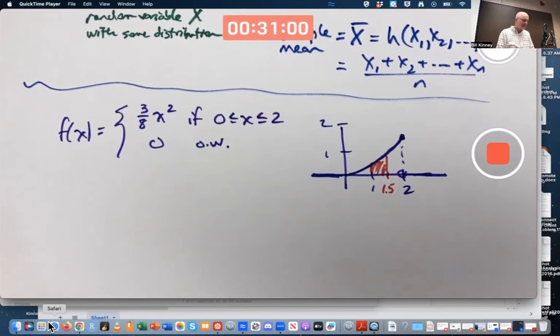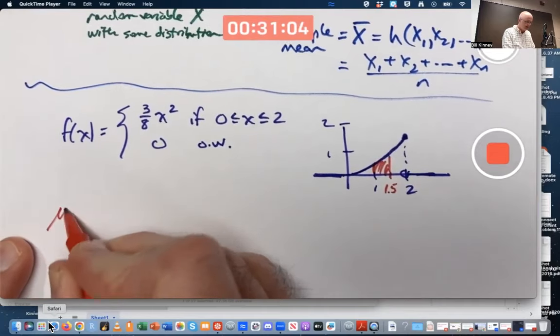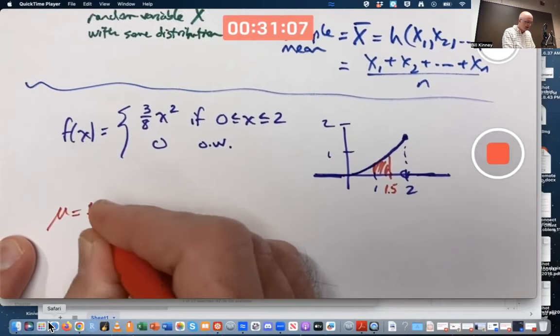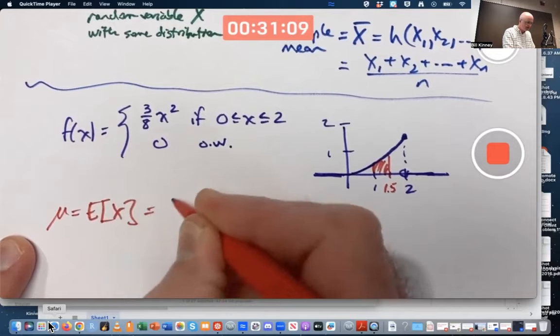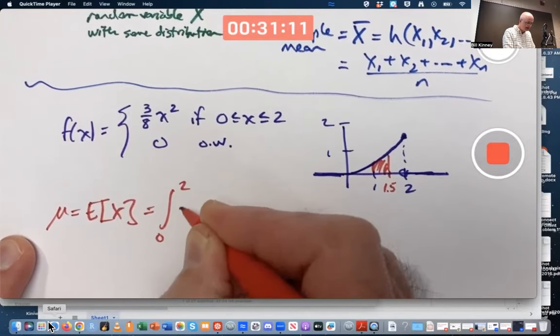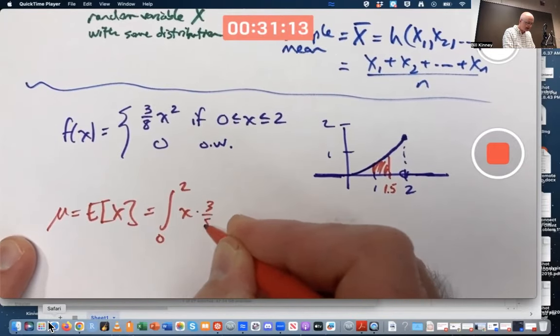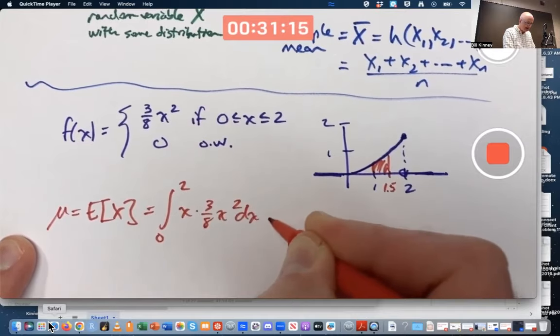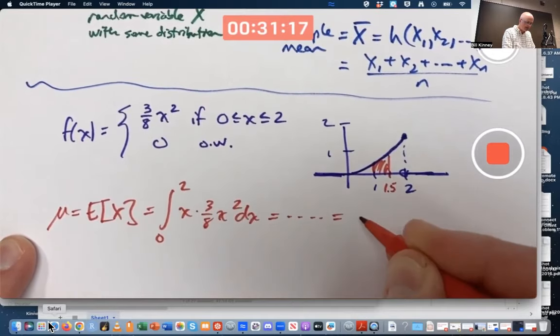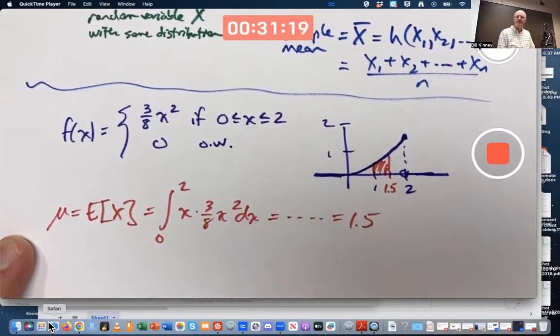So that's our PDF. What's the mean? The mean is the expected value of the random variable, which in this case is the integral of x times 3/8 x squared. And I think pretty much everybody got this right. The mean does turn out to be 1.5.